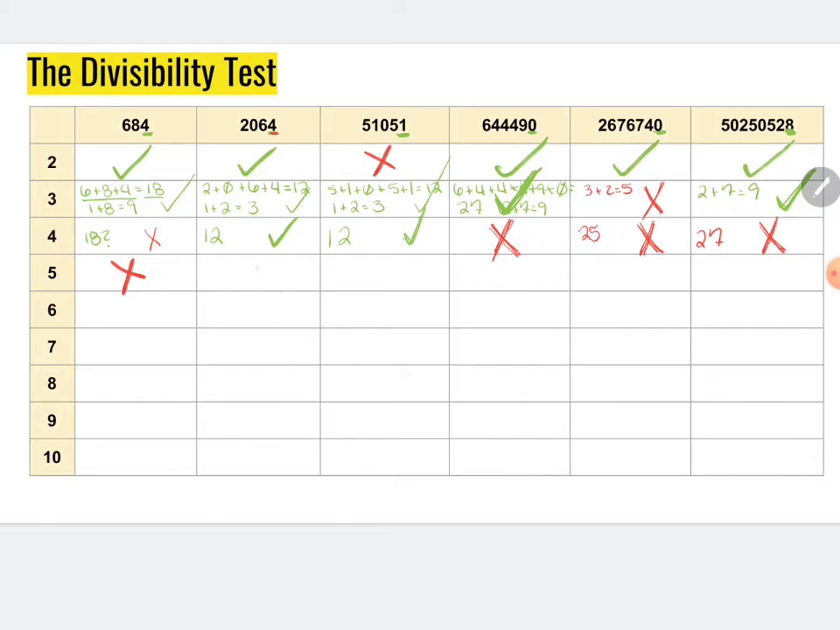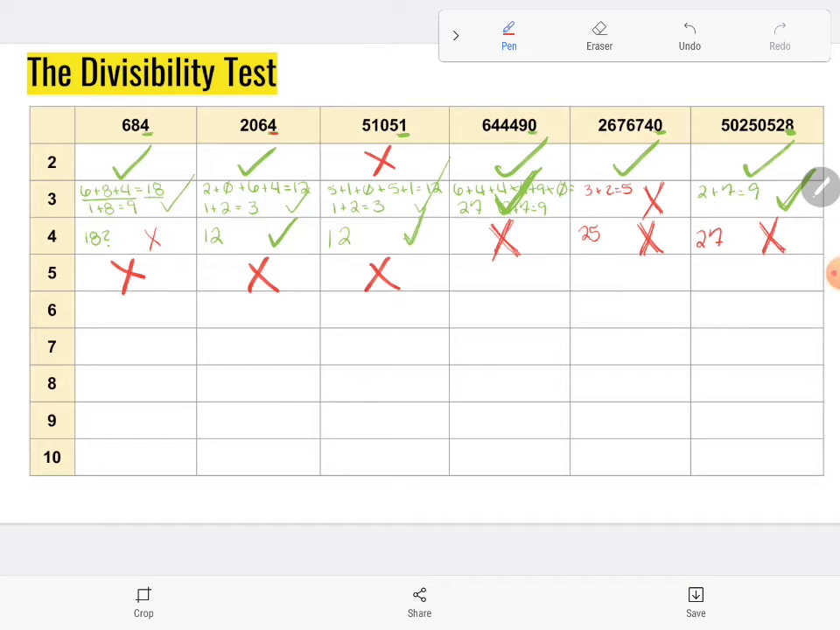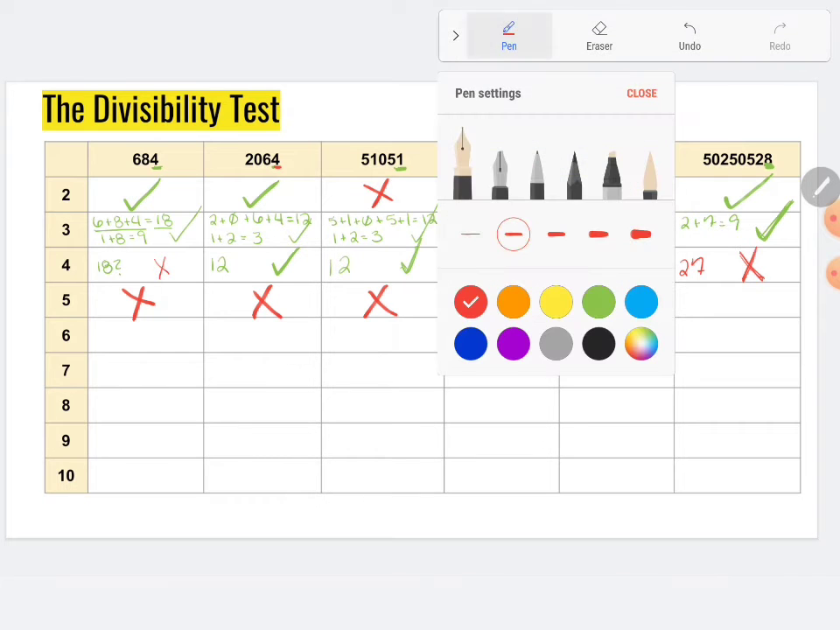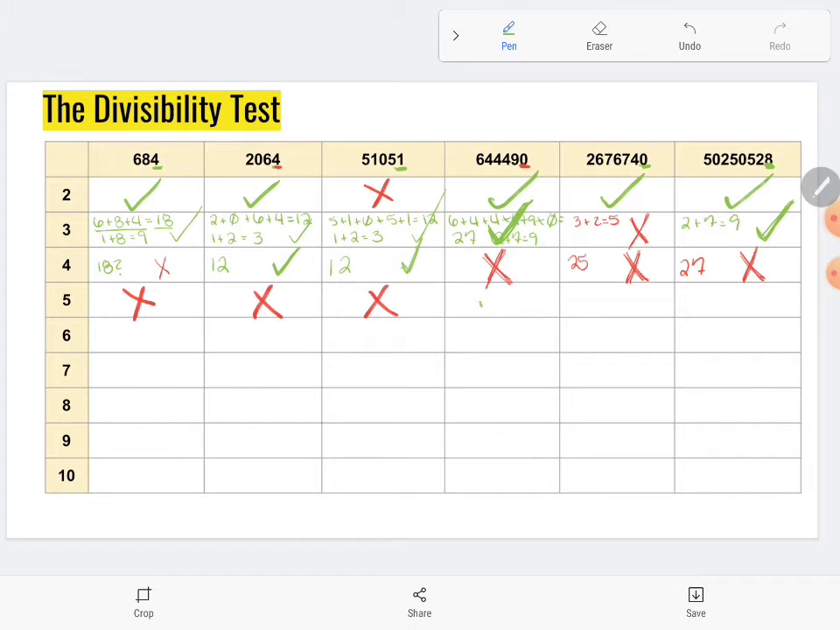2064 ends in a 4, so it cannot be divisible by 5. The next number cannot be divisible by 5, but our following one ends in a 0, which means that it technically is divisible by 5. And you're welcome to double check me on this.